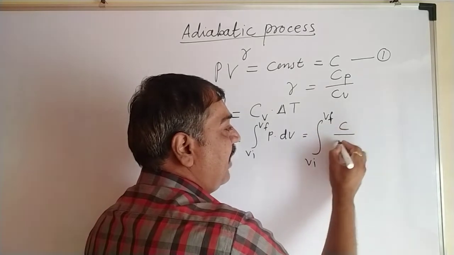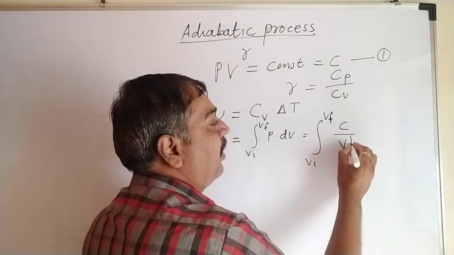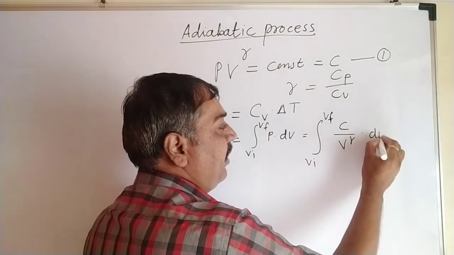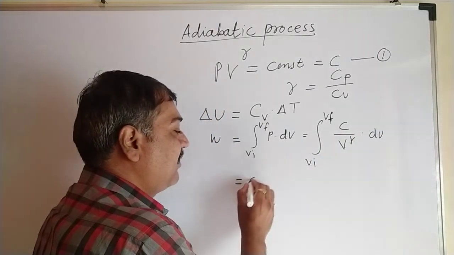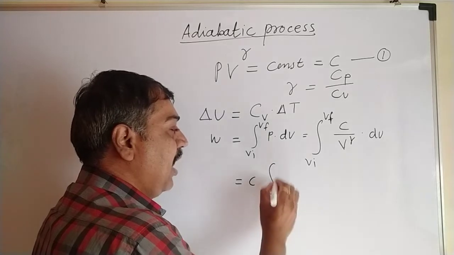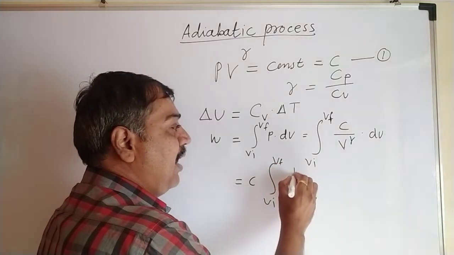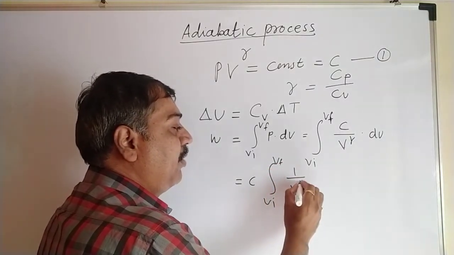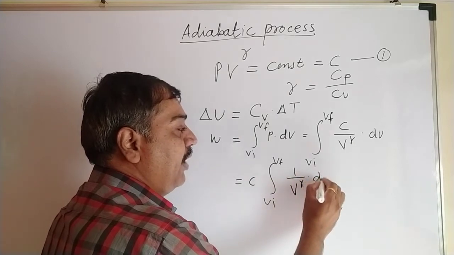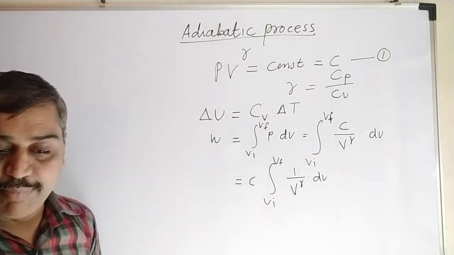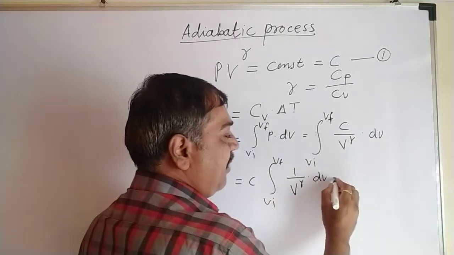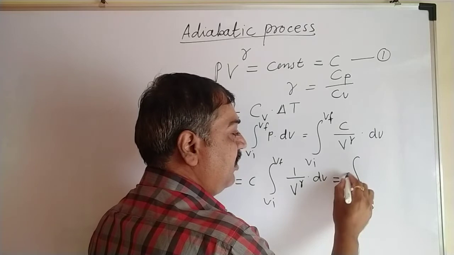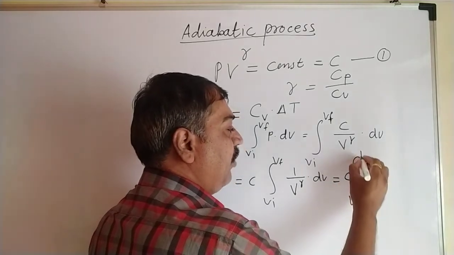C divided by V to the power gamma into dV. As C is a constant, take it outside. So we can write this as C integration from Vi to Vf of 1 divided by V to the power gamma into dV. As it is 1 divided by V to the power gamma, we can move it to the numerator. We can write the same equation as integration C, Vi to Vf.